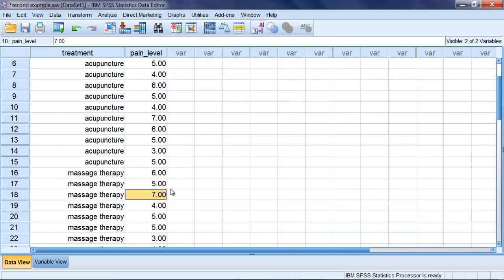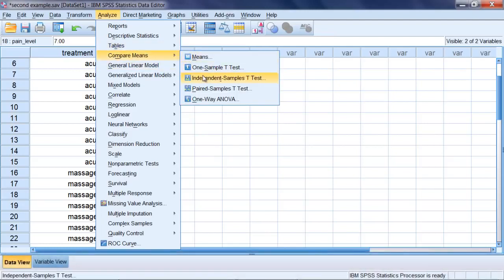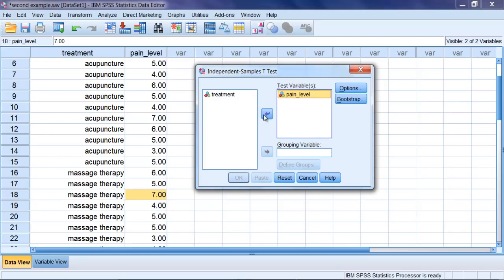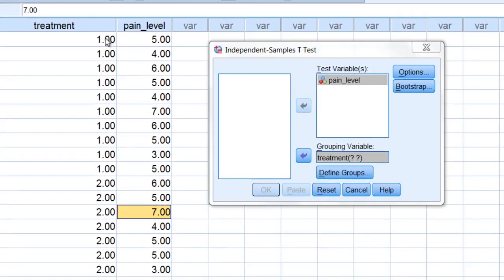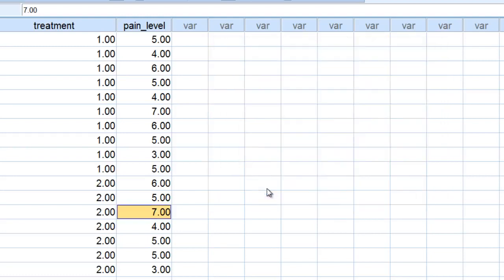So let's go ahead and run the independent samples t-test. We select Analyze, Compare Means, Independent Samples t-test. Here, pain level is going to go in our test variable box, so we'll move that over there. Then treatment is going to go into our grouping variable, as this is the variable that separates people into the two groups. We can see here that we use the values of 1 and 2 to separate our two groups. So we'll click on Define Groups and enter a 1 for Group 1 and then a 2 for Group 2. Then click Continue and then OK.